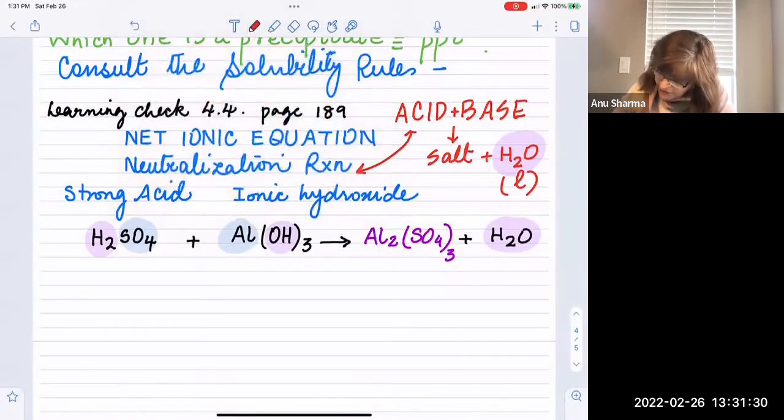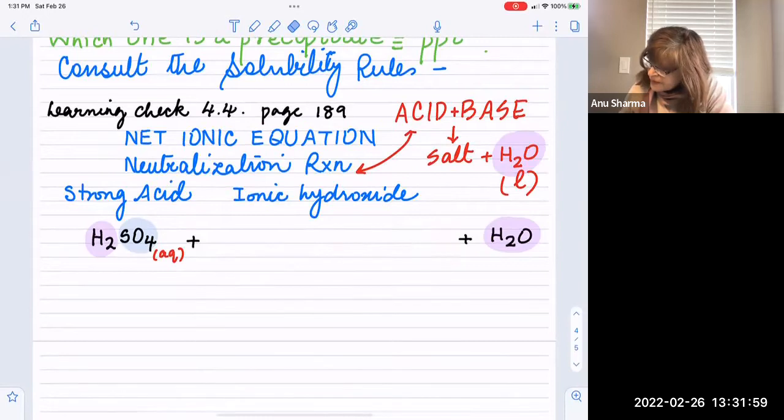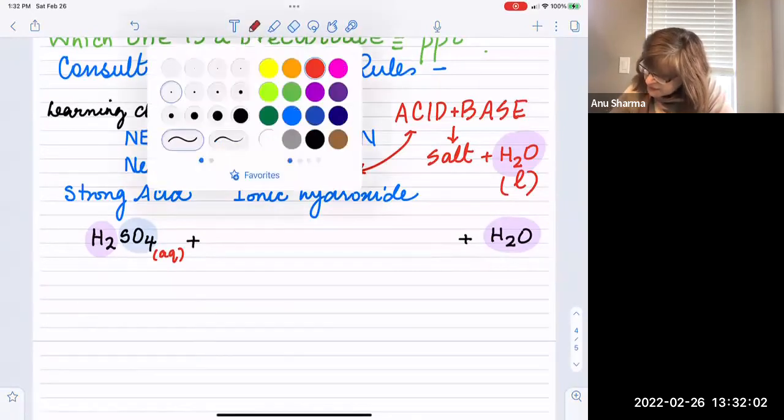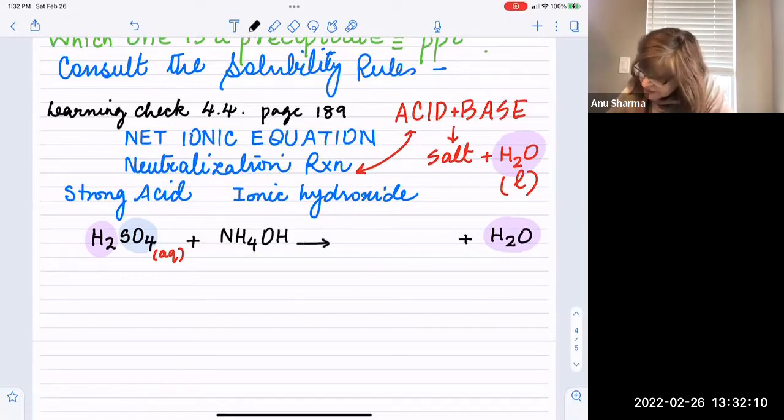So here, sulfuric acid is aqueous. Aluminum hydroxide is aqueous. Maybe not, because all hydroxides are insoluble except group 1A. So let's do this thing. Instead of aluminum, let's do ammonium hydroxide. Anyway, ammonium hydroxide is NH4OH, ammonium hydroxide.